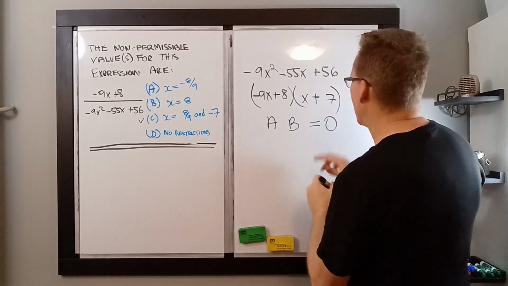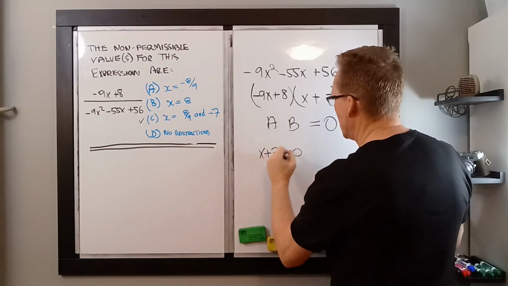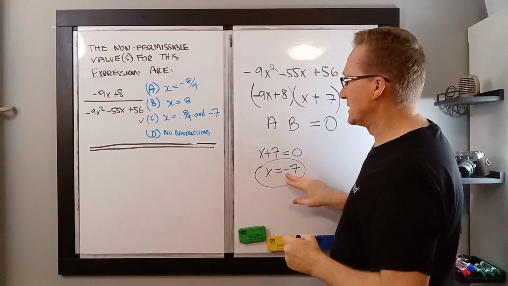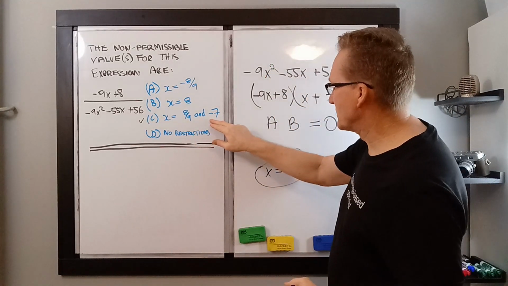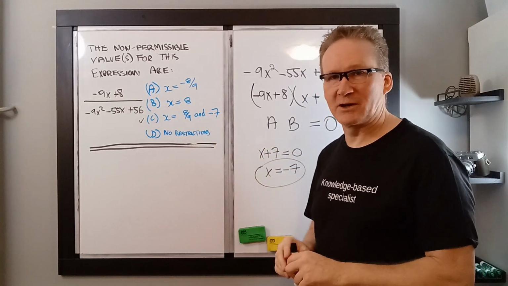We also need to figure out this one. So when x plus 7 equals 0, x has to equal minus 7. So this is the case that would make this second part of this factoring equal to 0. It matches both of these answers. So you found the solution for this one. Check that off. Let's get on to the next question.